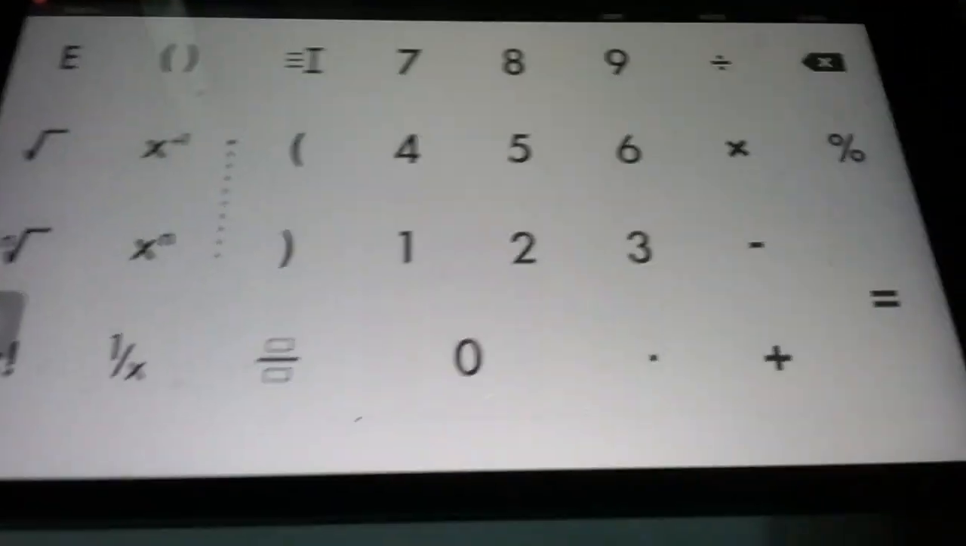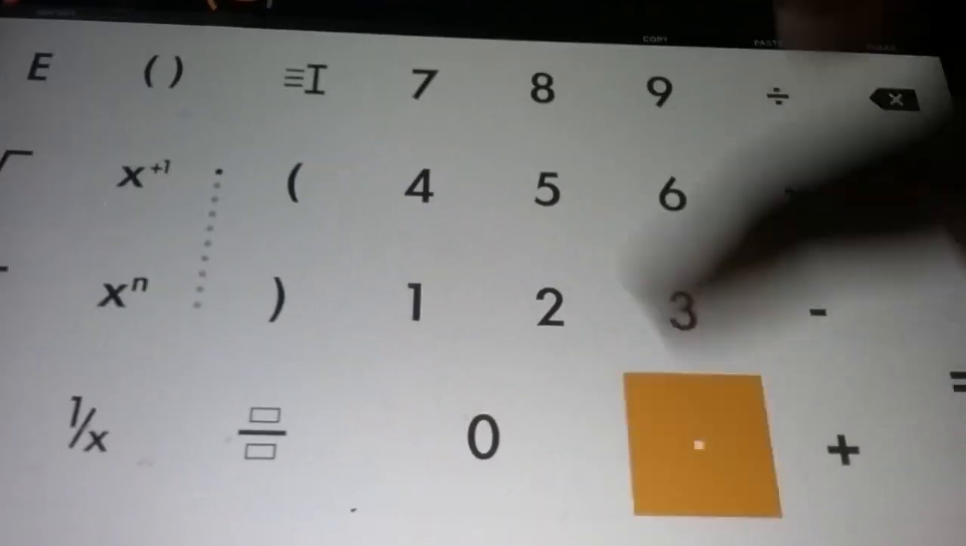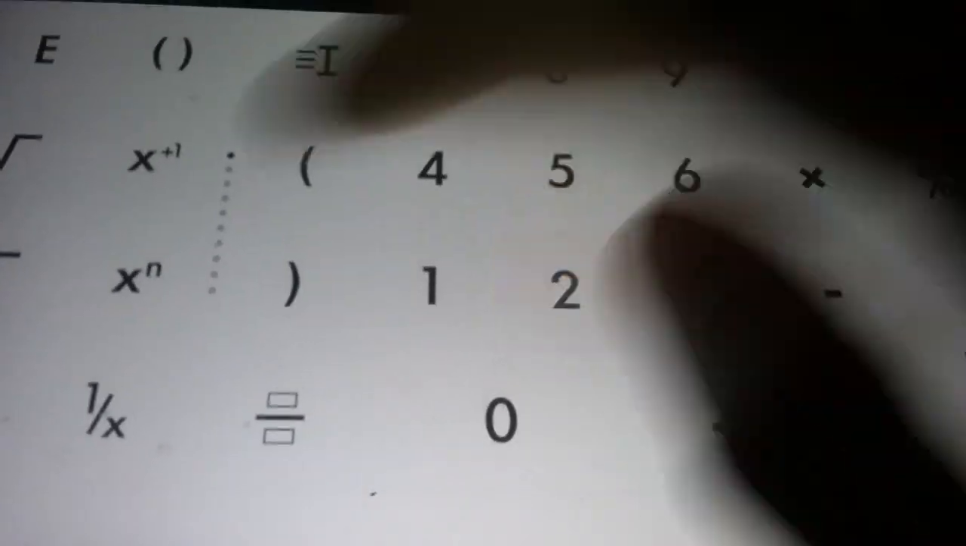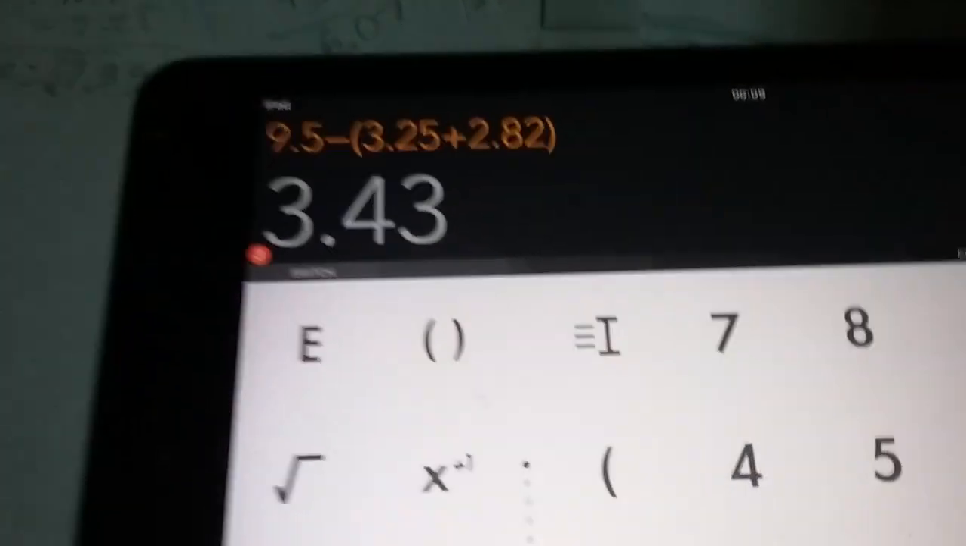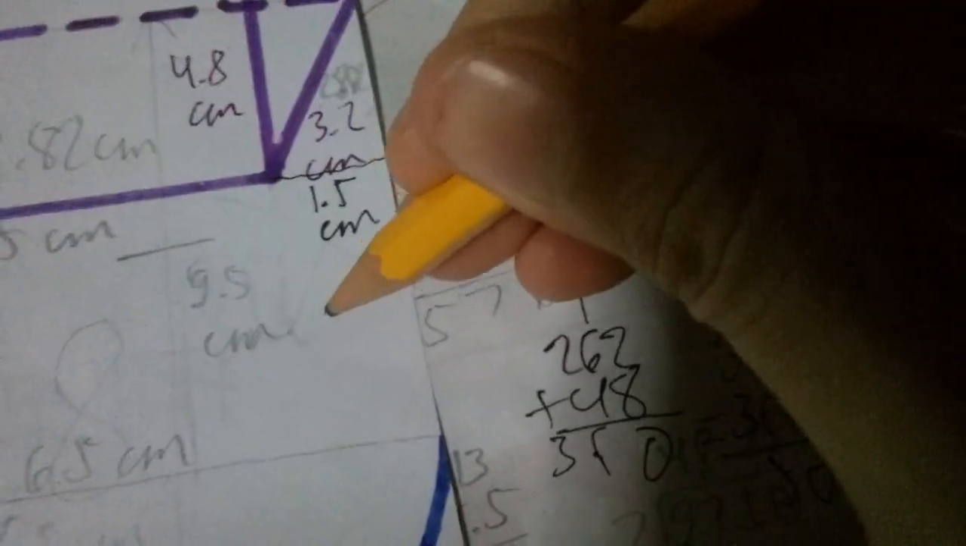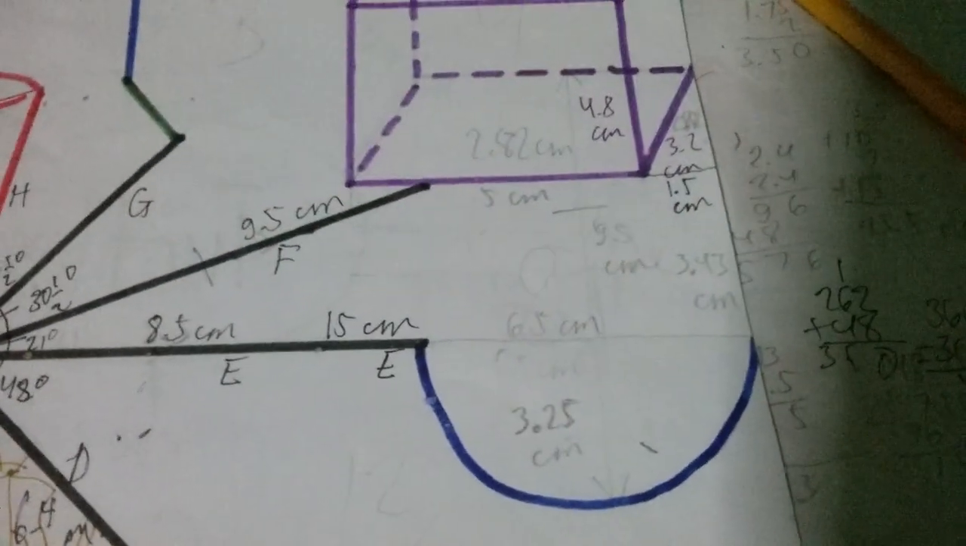Let's see if it makes sense. 9.5 minus, ano yung kinuha namin? The summation of 3.25 plus 2.82. Tama? Tama. We should get 3.43, which is the answer that we got here. So, tama. Therefore, the measure of the height should be 3.43 centimeters. Now, can we solve for the perimeter and area?